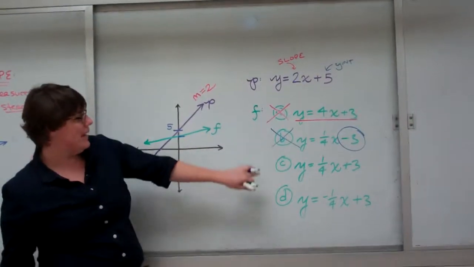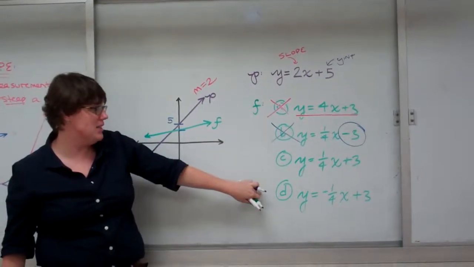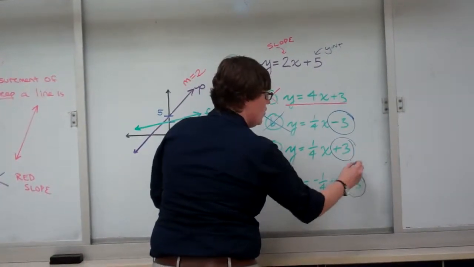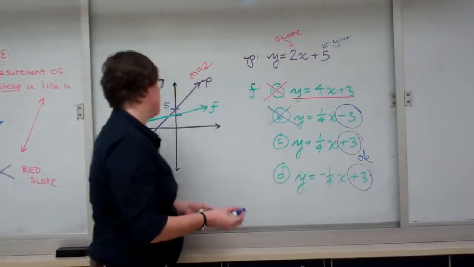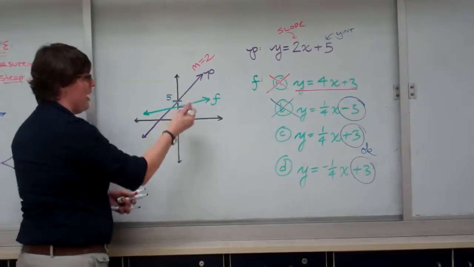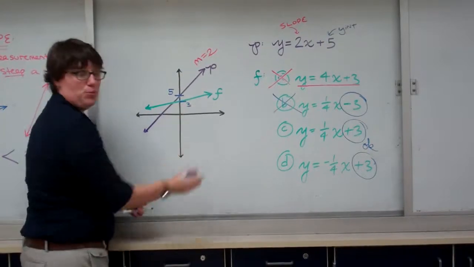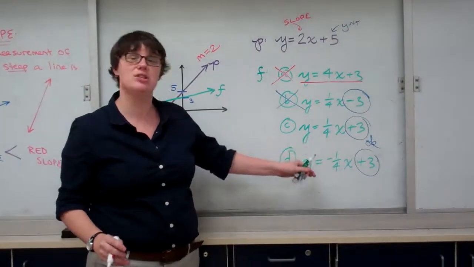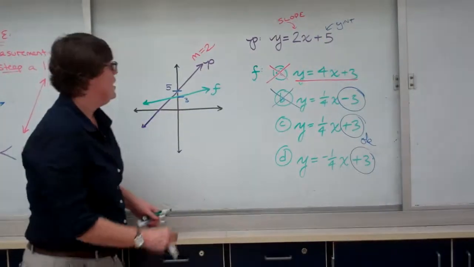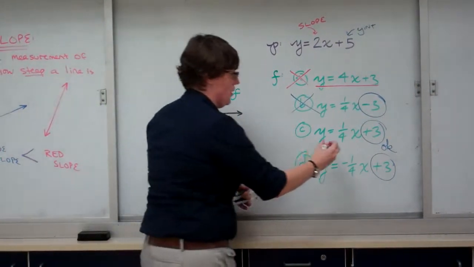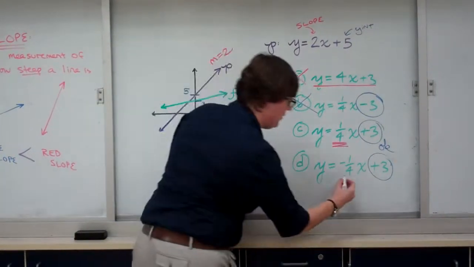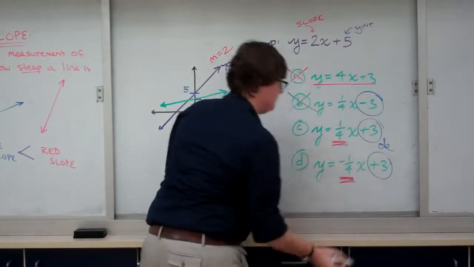All right, so that brings us to answer choices C and D. Both of these answer choices have a y-intercept of 3, which is a pretty reasonable guess. I would say if this y-intercept is 5, sure, this y-intercept could be about 3. It seems reasonable. So now the question just becomes which of these slopes is more reasonable. Does line F have a slope of positive 1/4? Or does line F have a slope of negative 1/4?